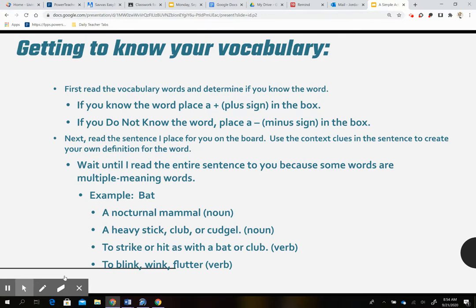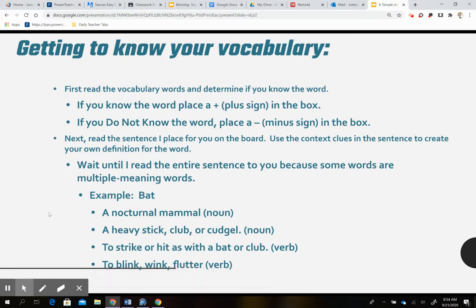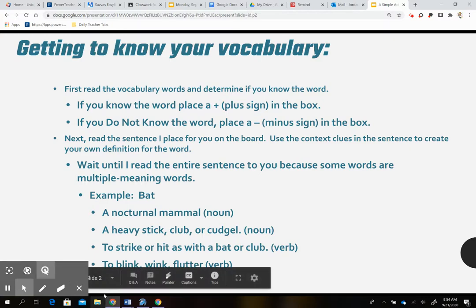From there, you're going to determine a definition for the word. Remember to use the information before and after the word because it can be a multiple meaning word like bat, which is a nocturnal mammal, a heavy stick, club, or cudgel. It also means to hit or bat, or to wink, blink, or flutter.